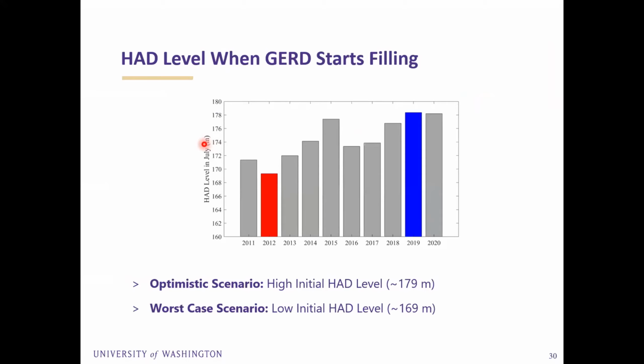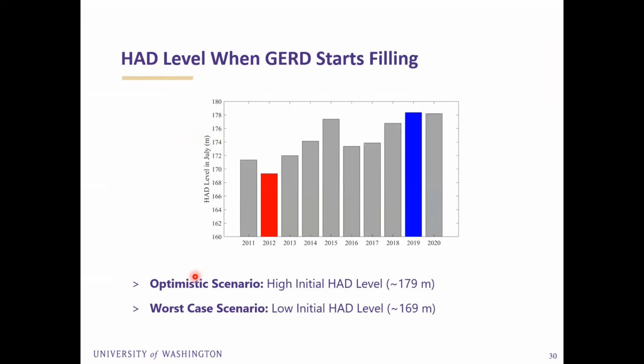But before going to that and also testing different filling scenarios, another important factor is the High Aswan Dam level when the GERD starts its filling. So I don't know if the GERD will start the filling this year, or maybe they already started, or maybe they will start next year. But an important factor is what is the level of the High Aswan Dam at that time.